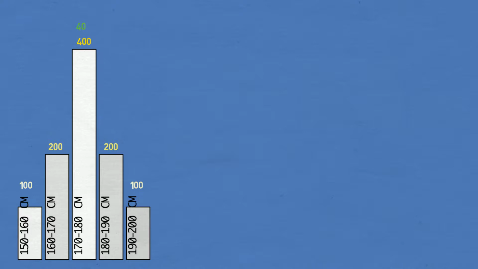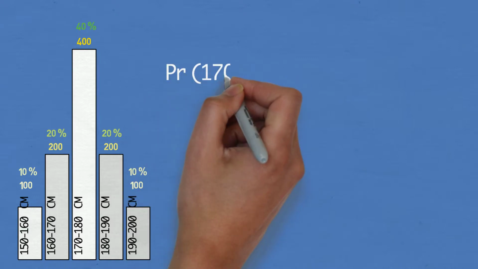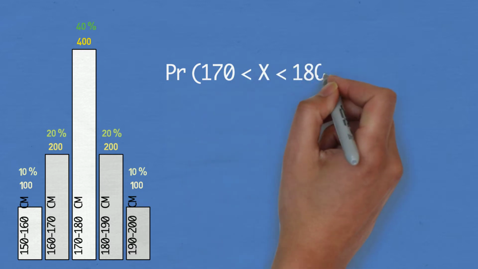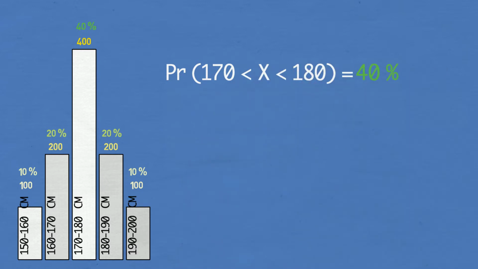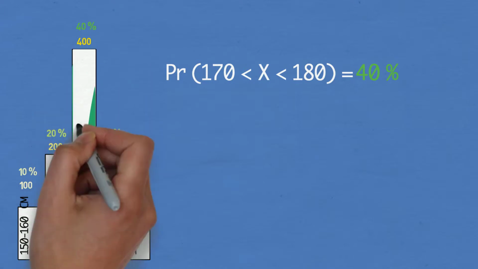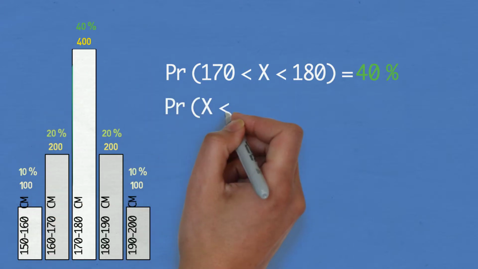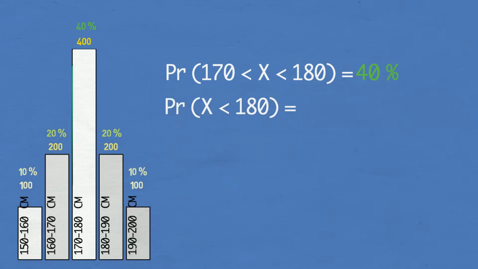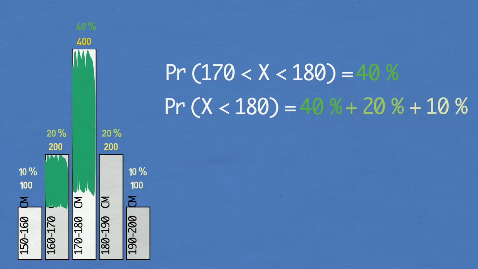You could convert this frequency into probability by just dividing the frequency on each category by 1000 to actually give you a probability distribution. So essentially, the probability of someone having a height between 170 and 180 centimeter would be 40%, and the probability that someone has a height of less than 180 centimeter would be 70%. So 40% plus 20% plus the 10%.